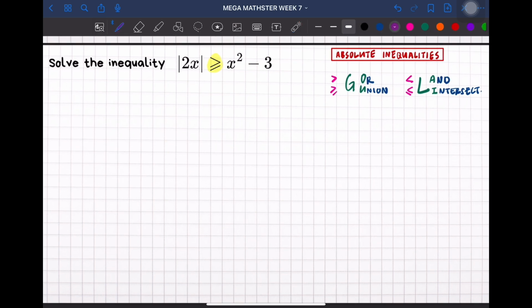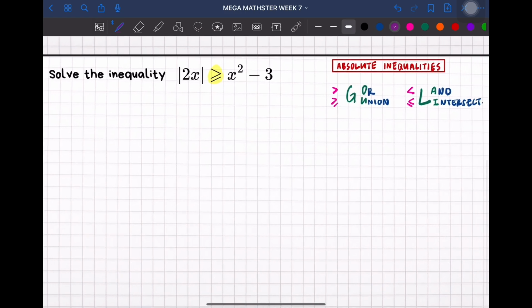Okay, so let's first define the inequality of absolute value. We're going to define it into two. The first one is 2x greater or equal to x squared minus 3. Since it is a greater sign, we put or over here, and then for the other one we put a negative at the front, and then the same for the rest. So now we're going to solve this inequality.